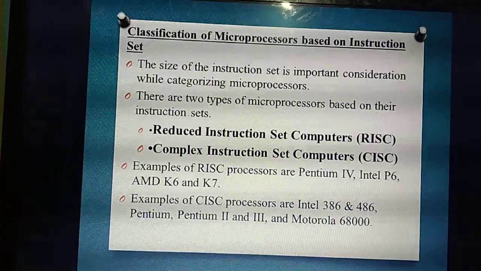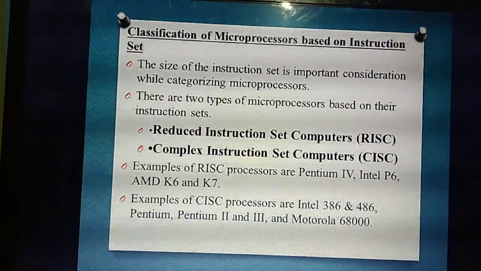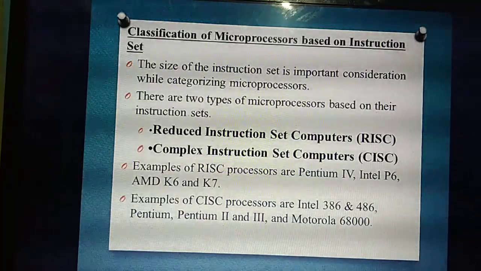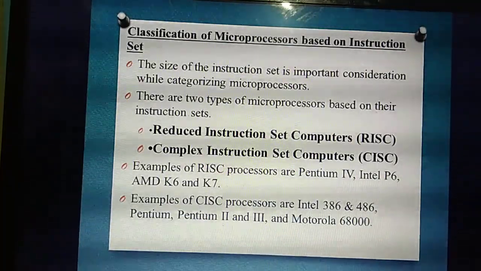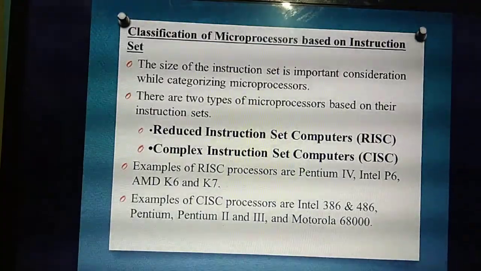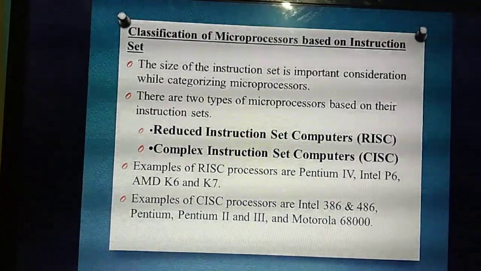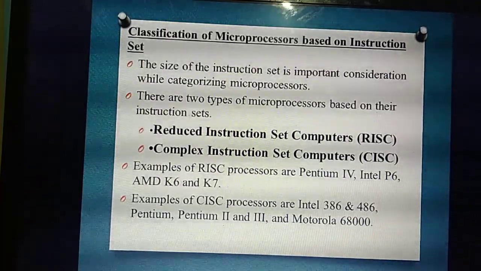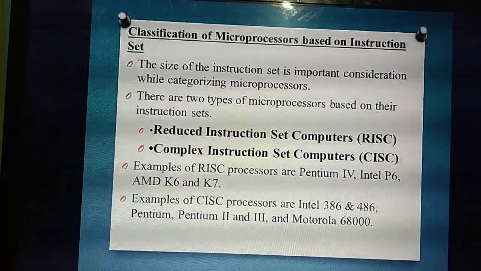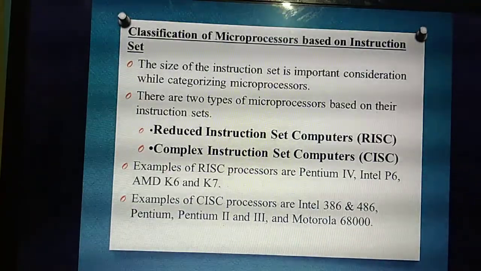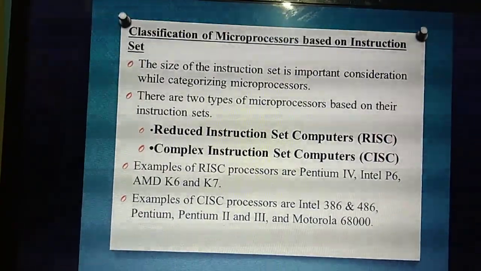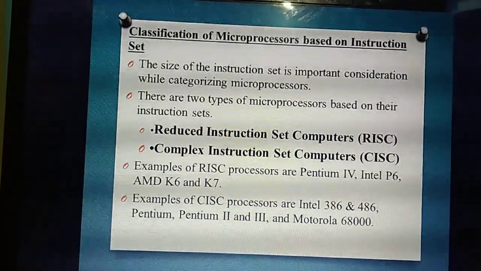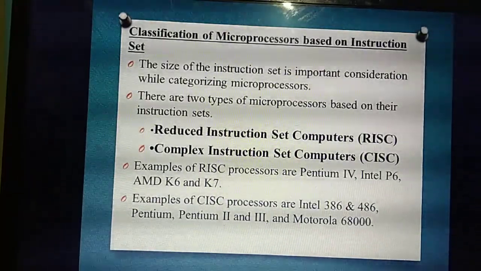So how much data is executed by a particular microprocessor is called the instruction set. Here, the size of the instruction is very important, because based on the size we classify the microprocessor. What size of instruction you are giving to the particular microprocessor is the important consideration for determining the instruction set.